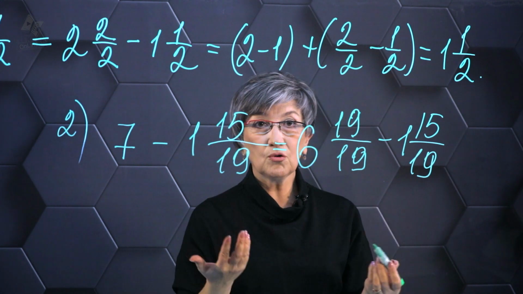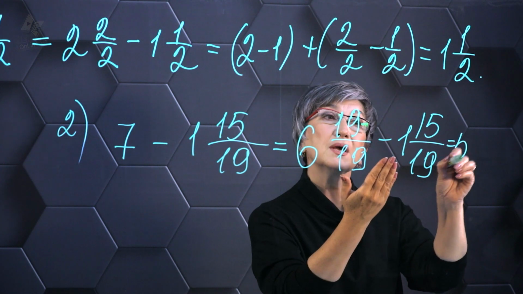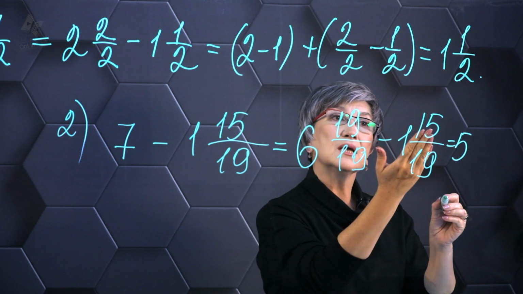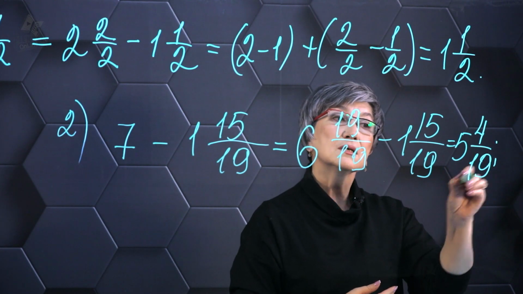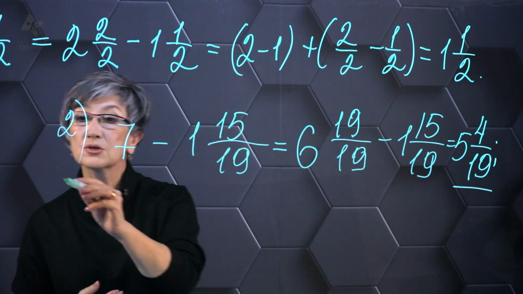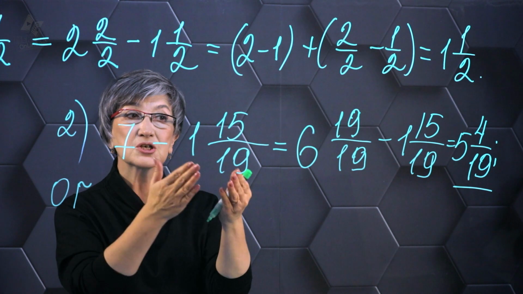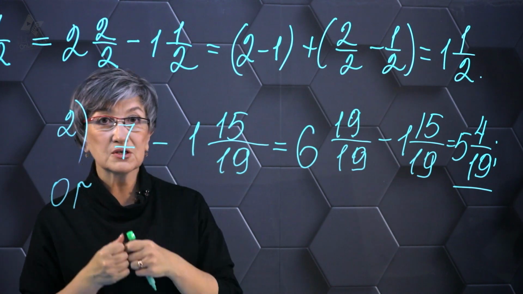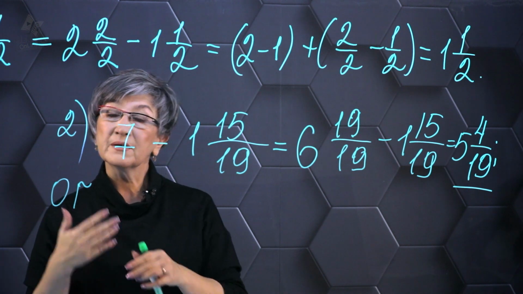Well, now it's very easy to subtract these mixed numbers. From 6 I subtract 1, which is 5, and from 19/19 I subtract 15/19, that's 4/19. That would be our answer. Of course, there are other ways to subtract a mixed number from a whole number. Let's take a look at this one. Perhaps you'll find it useful.